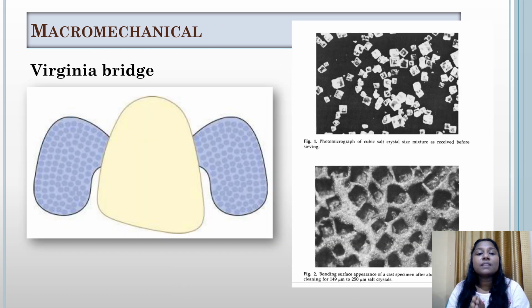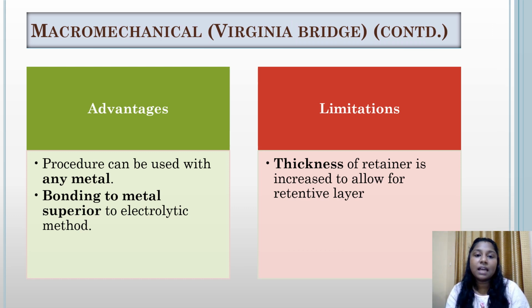So what are the steps in fabricating the Virginia bridge? The die is first lubricated and sieved with cubic salt, which is around 150 to 250 microns. It's sprinkled on the surface, leaving out the margins. A resin pattern is now constructed over the salt, allowing it to be incorporated into the resin, and then the salt is dissolved by placing the set pattern in an ultrasonic cleaner. This will leave behind the voids, as you can see on the screen, which are reproduced in the casting, and this is what provides the retention of the Virginia bridge.